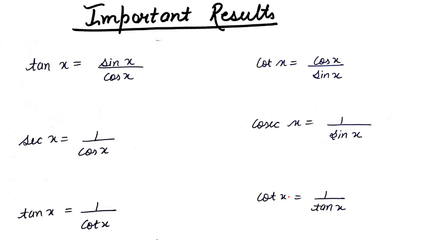So what are the important results? First is tan x is always equal to sin x divided by cos x. Now how can we get this result? Let's see over here. What is the definition? We have studied that sine is opposite by hypotenuse, cos is adjacent by hypotenuse, and tan is opposite by adjacent.